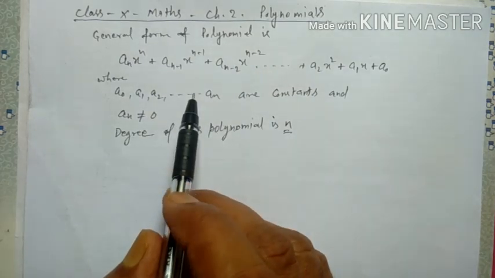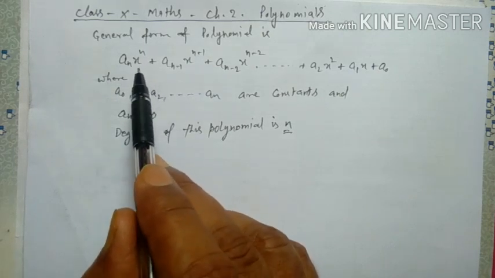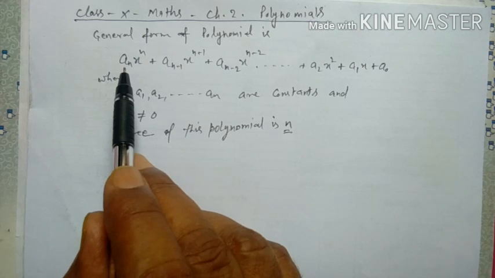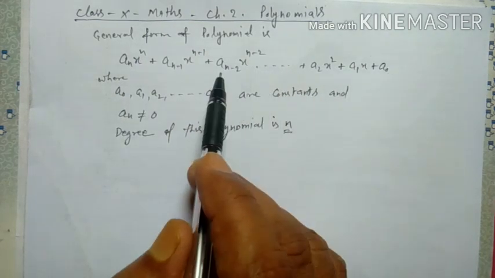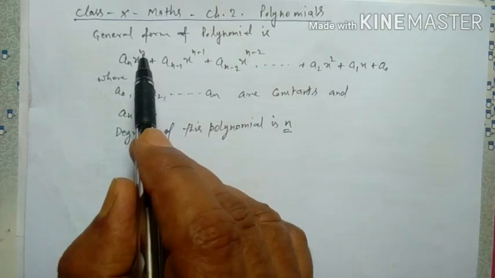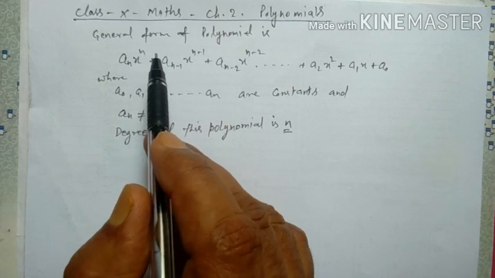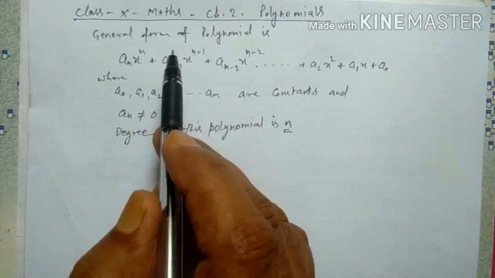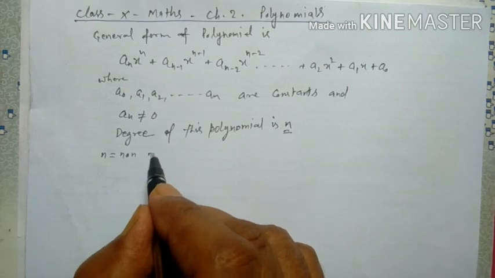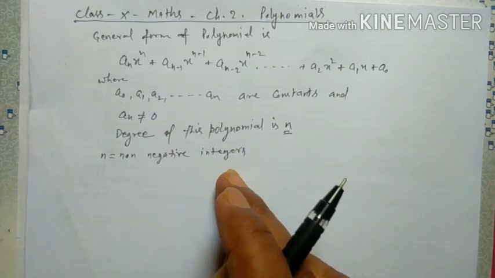So a polynomial is formed by variables. Here the variable is x, constants a_0, a_1, a_2 up to a_n are constants, and its exponent is n. n is always a non-negative integer. This is the condition for a polynomial.